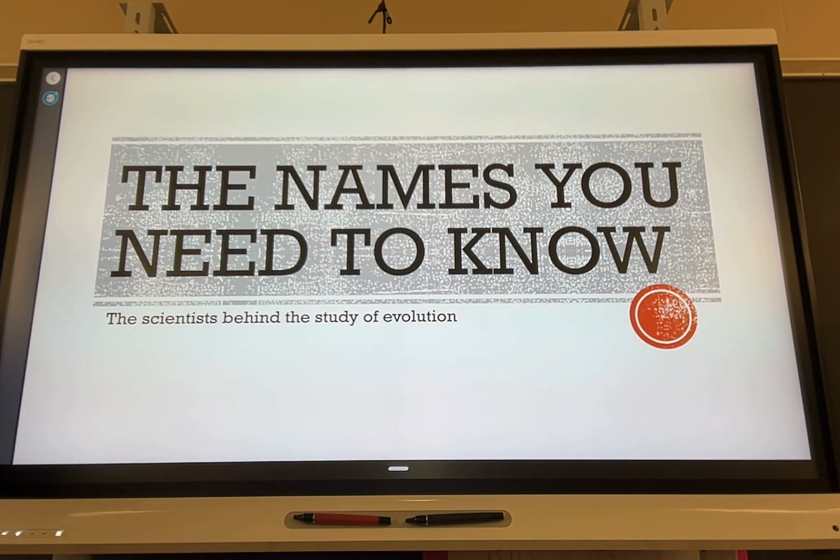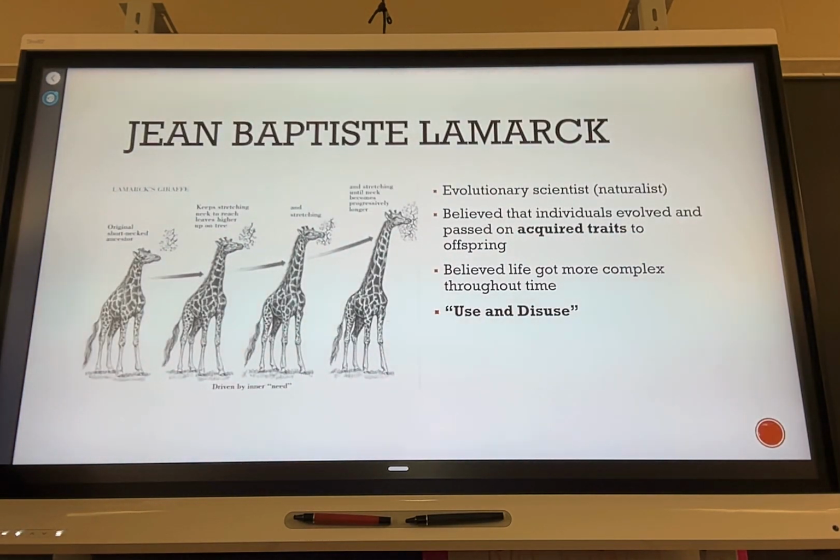So, couple people that you'll want to know for this unit. The first one, Jean-Baptiste Lamarck. He is a French scientist, and he was a naturalist. This just means that he was kind of before the era of biology, when we were all about studying the natural world. That's what a naturalist is. But he came up with this idea that believed that individuals evolve and pass on acquired traits to their offspring.